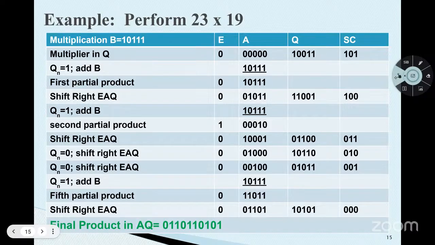ఎంత మమ్మ క్యూ వాల్యూ ఎంత? See the pointer. The value 10011. What is the meaning of that? What is the meaning? 19. That is the 10011 means that is the 19 equivalent binary value. Okay. Now what is the B value? What is the B value?